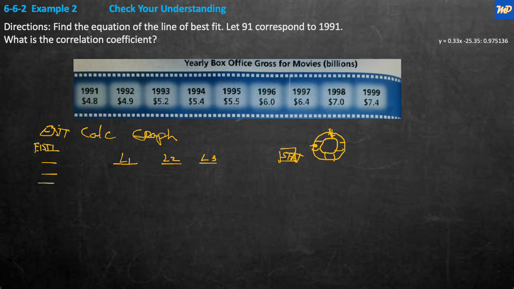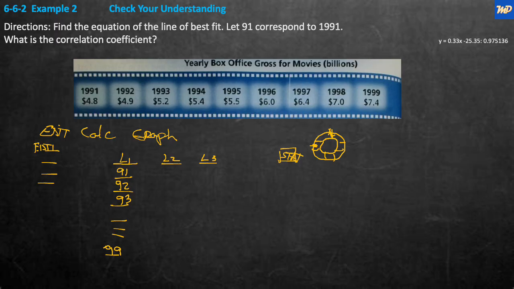So on the first spot, here in L1, it's going to be 91. And then you're going to hit enter, and then you're going to put in 92. And then you're going to hit enter and 93. And that's going to go down until you get to the bottom, and you're going to end up with 99. That's going to be your last entry in this column.